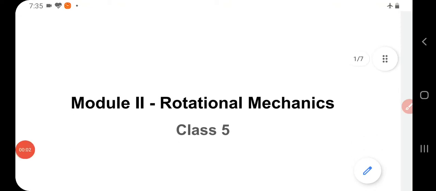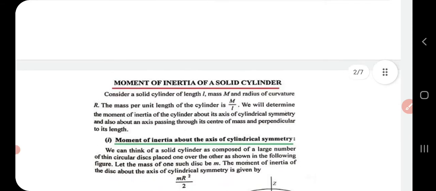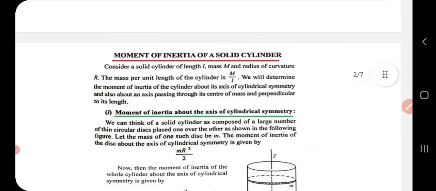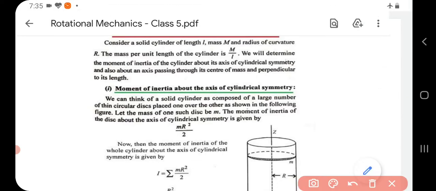Good morning. In today's session we are going to discuss the moment of inertia of a solid cylinder. For that, consider a solid cylinder of length L, mass M and radius r. What will be the mass per unit length of the cylinder? M by L.